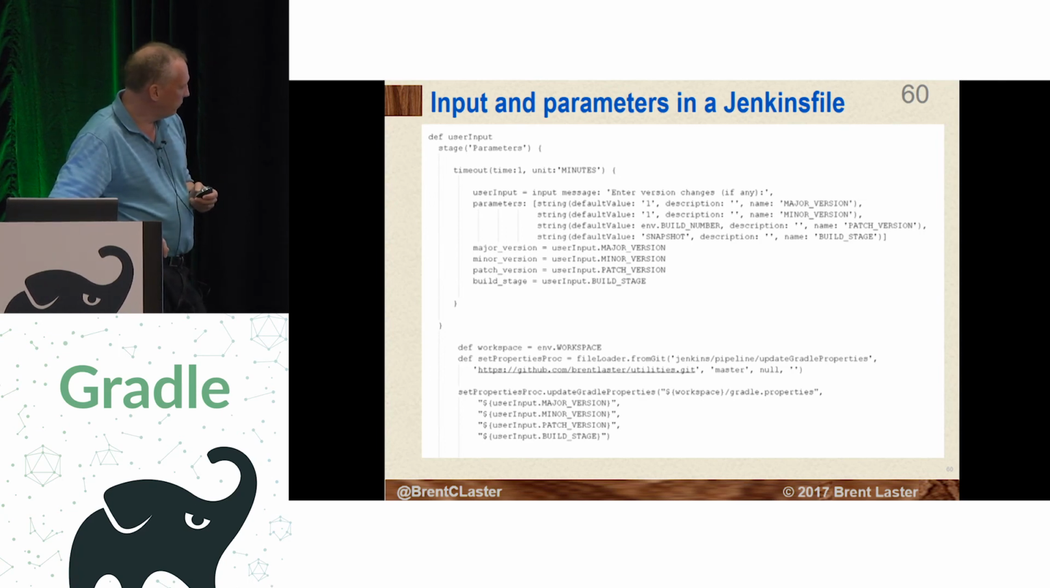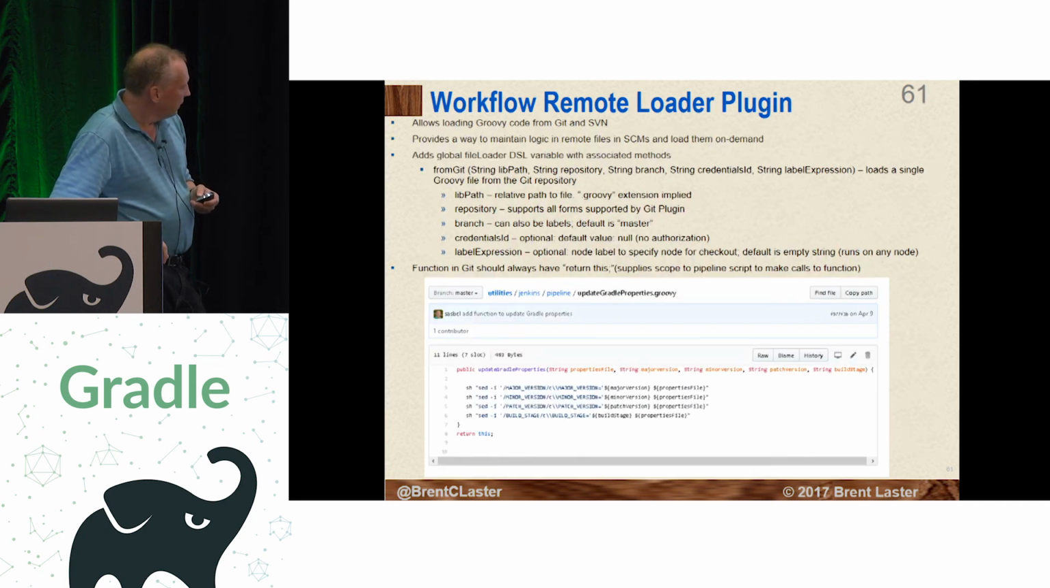More examples of using parameters and input. I'm going to skip that for the sake of time now, but you'll be able to see that on the slide if you're interested. Workflow remote loader plugin. I mention this because it's nice to be able to load code, for example, from GitHub or an external Git repository if you want to. There is a remote loader plugin in there. It has a fromGit method.